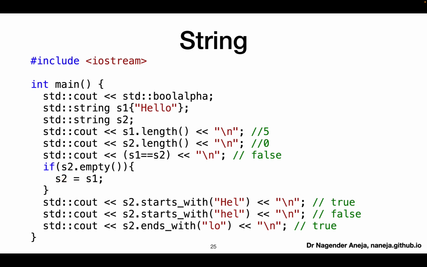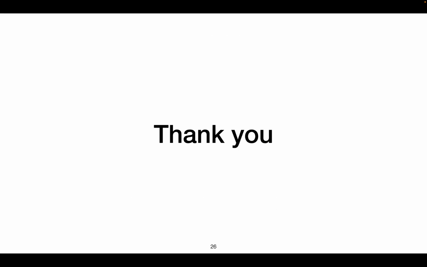And there are other functions, like we can check whether it starts with a particular string or not. So it is going to check for HEL, and since it starts with HEL, it is going to display true, and s2 is used because we have already assigned it. And for small hel, it doesn't start with small hel because H is capital, so this is going to display false. And similarly ends_with, it is going to display its actual representation in Boolean, which is true or false. So that's all. Thank you.